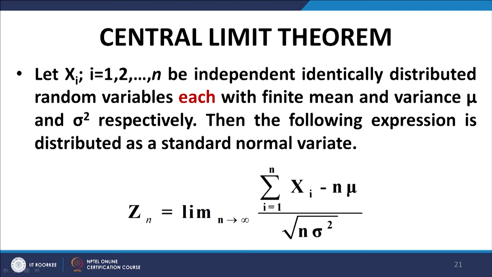Howsoever they may be distributed, they may be uniformly distributed, normally distributed, binomially distributed, Poisson distributed, whatever, in any distribution they are, provided all these variables are distributed similarly and they have the same mean and variance and they are independent, then this condition automatically holds. That is the beauty of this theorem.